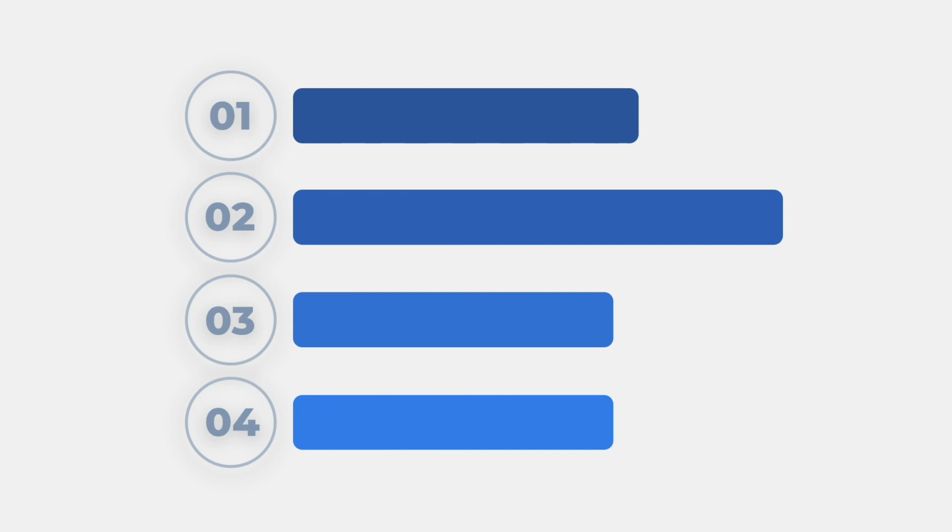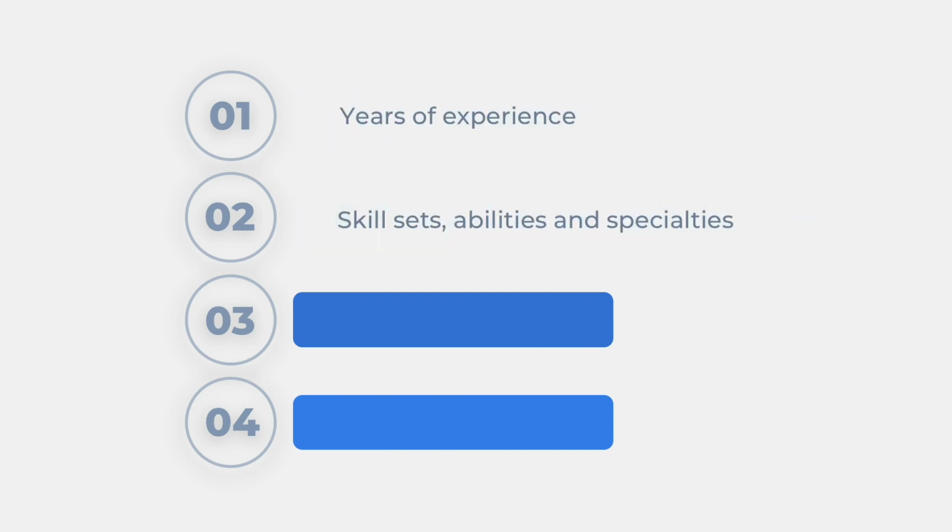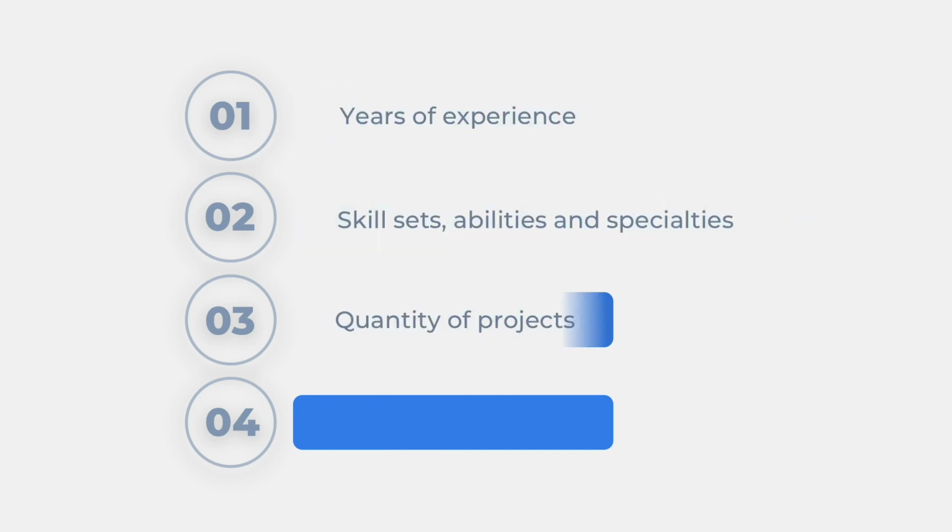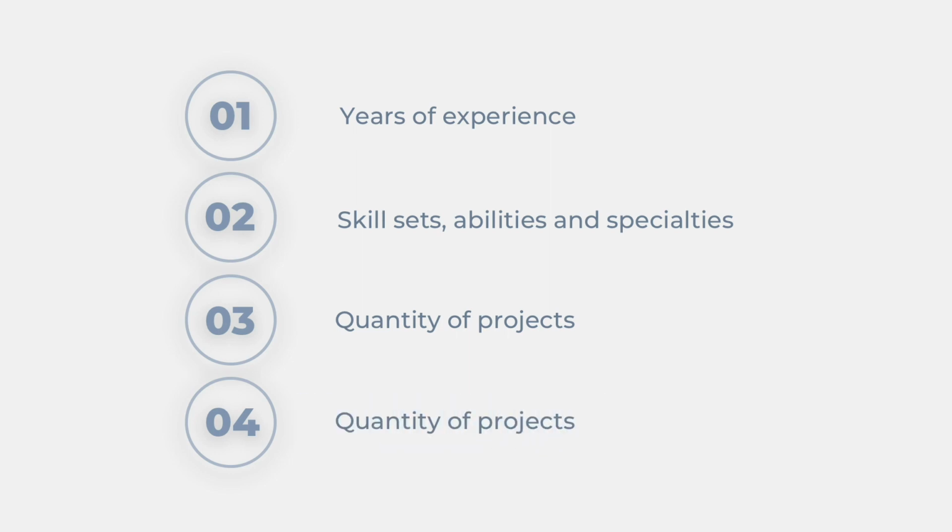So the next step is to know your level in the scale of 1 to 10 as a graphic designer. Rating yourself as a graphic designer is based on 4 key factors: your years of experience, your skill set, abilities and specialties, quantity of projects you have been involved in, and the quality of projects you have also been involved in. Because of course, pedigree is a big deal in graphic design. So I am categorizing this scale into 3 different segments. The first segment is from 1 to 3.